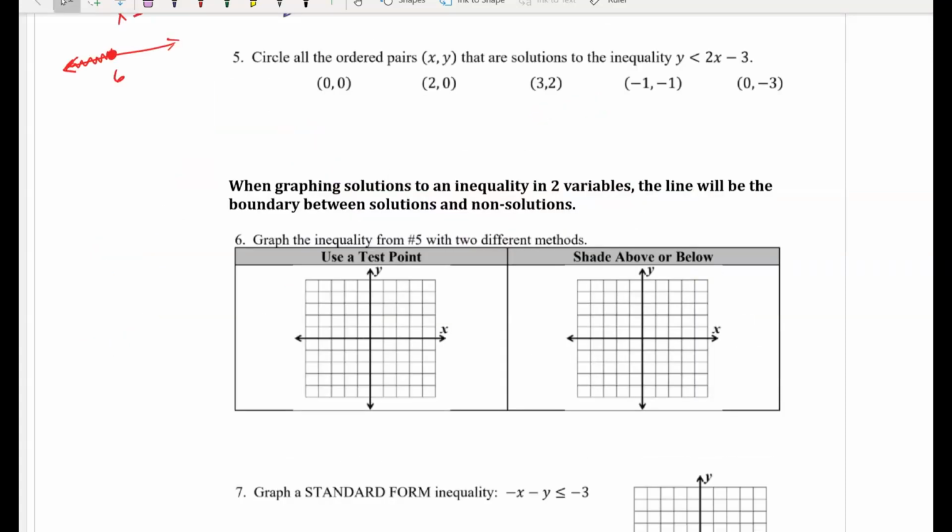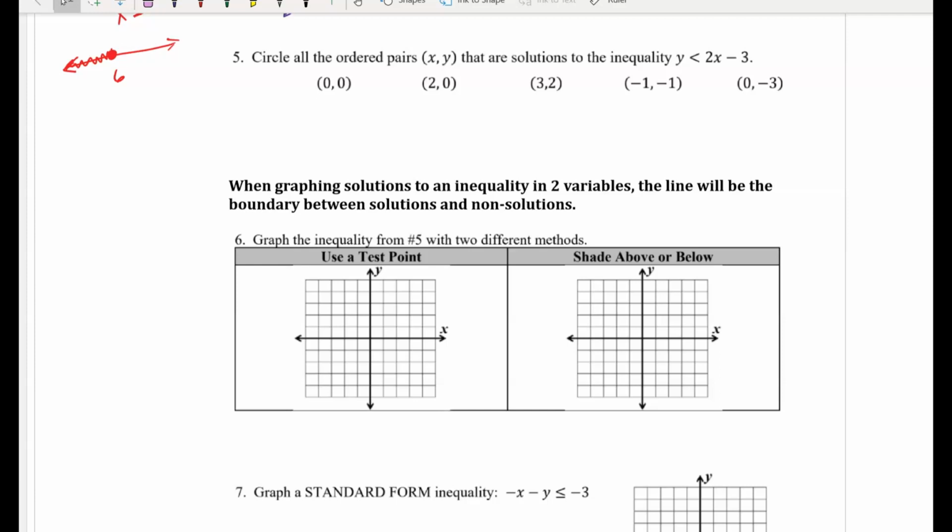On number 5, we want to circle all the ordered pairs x, y that are solutions to the inequality y is less than 2x minus 3. Just like we did with equations, we can substitute in our x and our y and see if we get a true statement. If we get a true statement, then we circle it, it's a solution. If we get a false statement, then we know that that point is not included in the solution set.